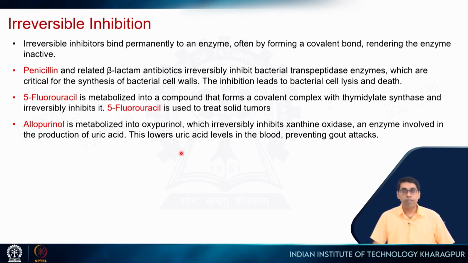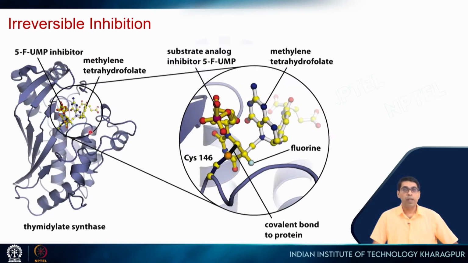Now, if we can reduce the level of uric acid, we can treat patients who have gout attacks, and allopurinol is an inhibitor which inhibits xanthine oxidase and prevents the production of uric acid. Okay. So, let us look at this.